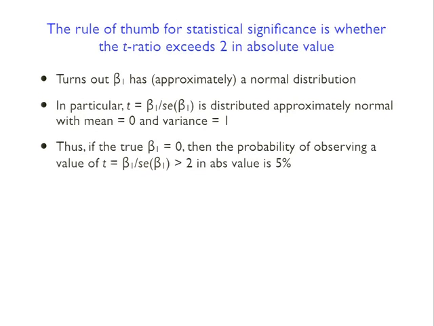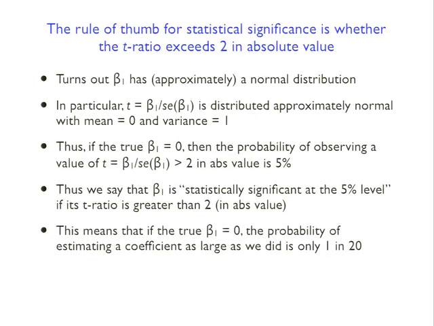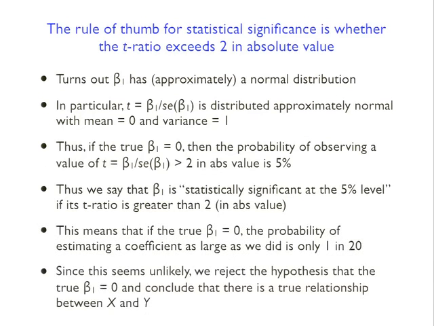So there's basically a 1 in 20 chance that you would observe some value of the variable that was more extreme than plus 2 or more extreme than minus 2. So if we observe that our estimate of beta 1, or rather its t-ratio, is greater than 2 in absolute value, we say that beta 1 is statistically significant at the 5% level. So what we mean is that under the null hypothesis, the true beta 1 is equal to 0, there's only a 5% chance or less that we would observe an estimate of beta 1 as large as we in fact saw. So that's only a 1 in 20 chance, which seems pretty low, all things considered. And since that seems pretty unlikely, we reject the hypothesis that the true beta 1 is equal to 0, and we conclude that there is a true relationship between x and y.